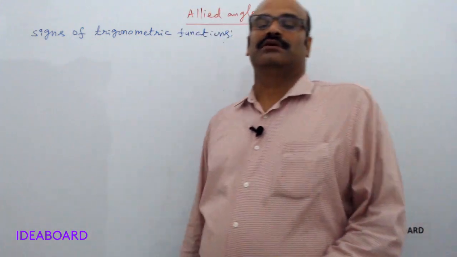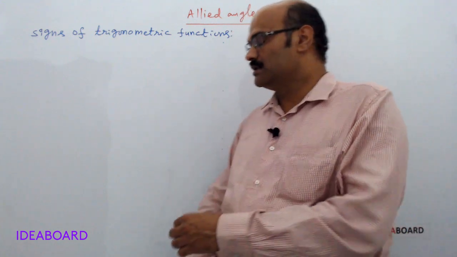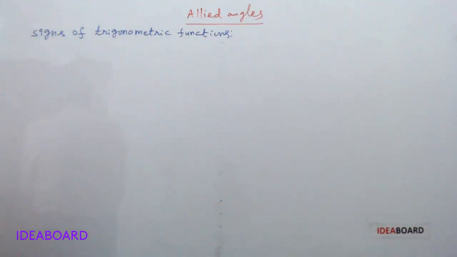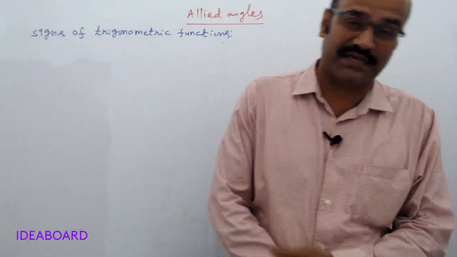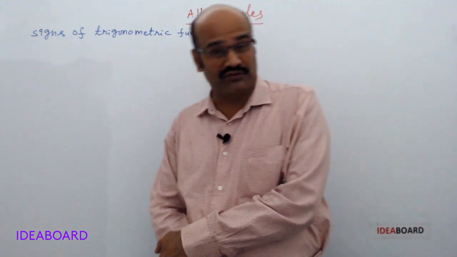Hi students, today I am doing the topic allied angles. In that, first we discuss signs of trigonometric ratios. We know that there are 6 trigonometric functions. They are sin theta, cos theta, tan theta, cot theta, secant theta and cosecant theta.